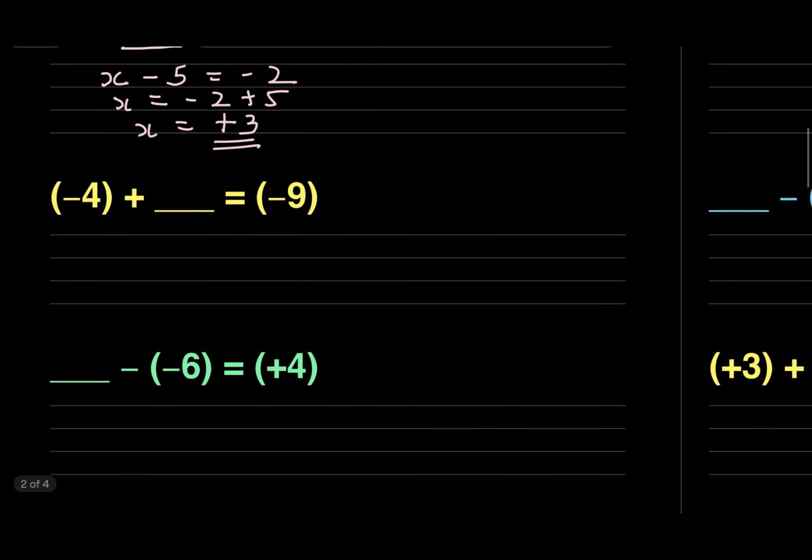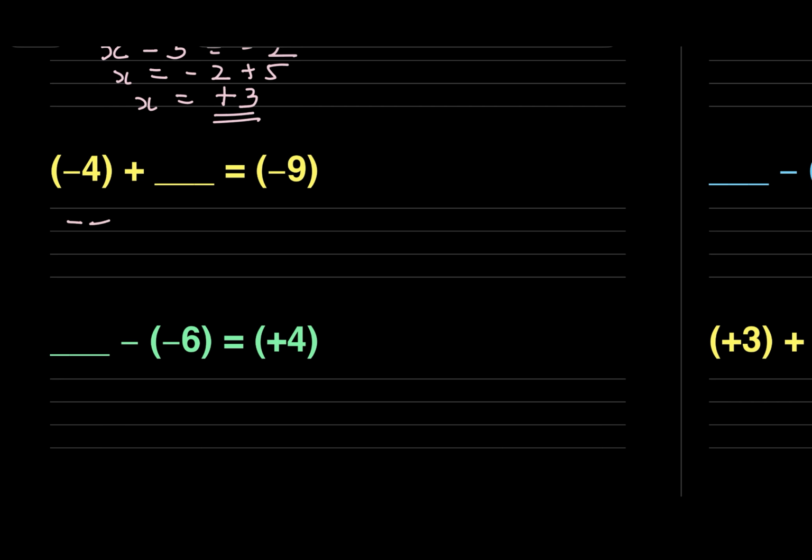The next sum, minus 4 plus x is minus 9. x is equal to minus 9 plus 4. Why plus 4? Because it has jumped over the equal to sign. x is negative 9 and positive 4 is negative 5.